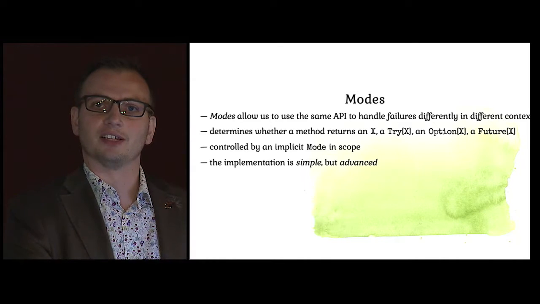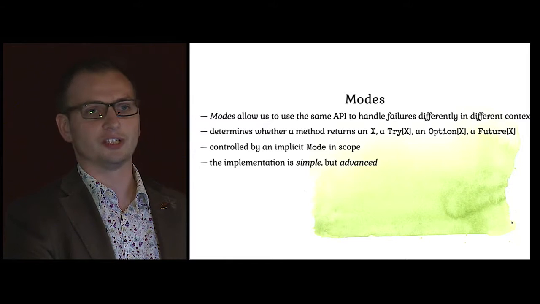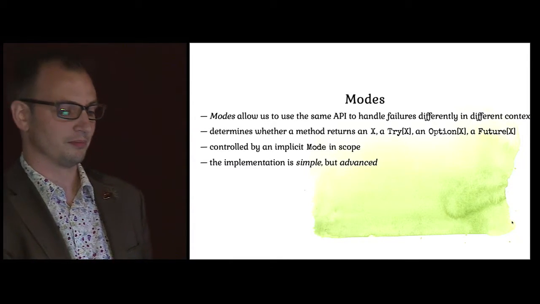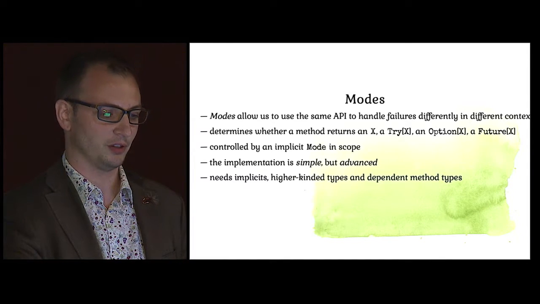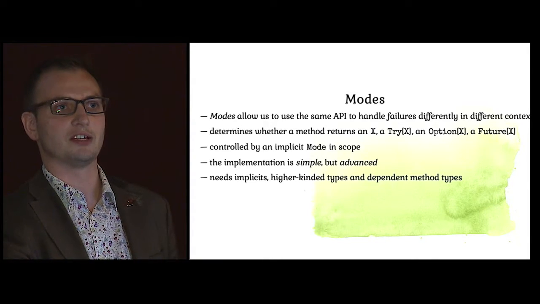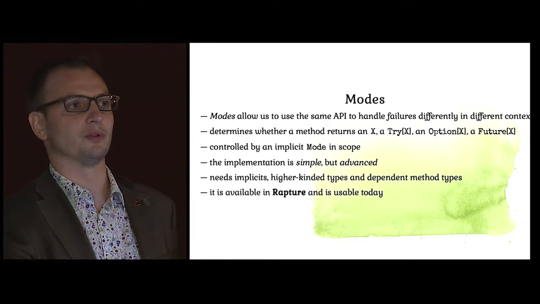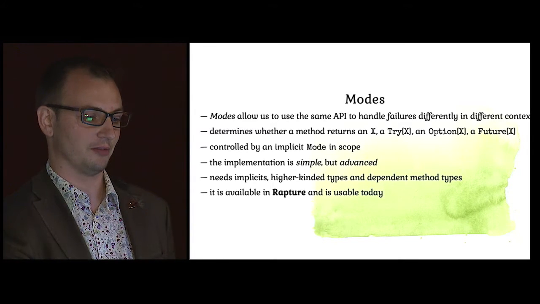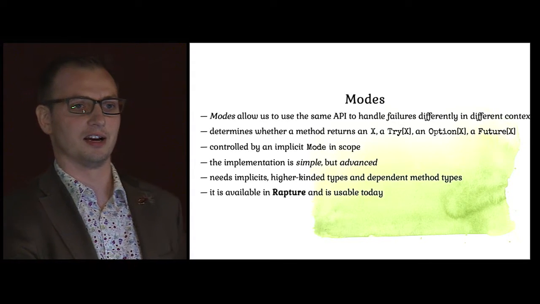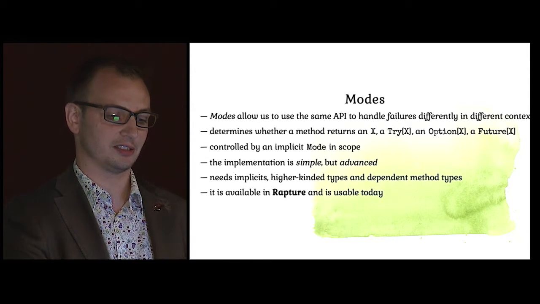Now the implementation of this might sound a bit contradictory, it is simple but advanced. It uses 3 advanced features, but the usages are really simple. And those features are implicits, higher-kinded types, and dependent method types. So each of them is reasonably advanced. And it's been in Rapture for several years now, or maybe 2 at least, and is usable and works. And I'm pretty happy with the seamlessness of it. So it's something that works.